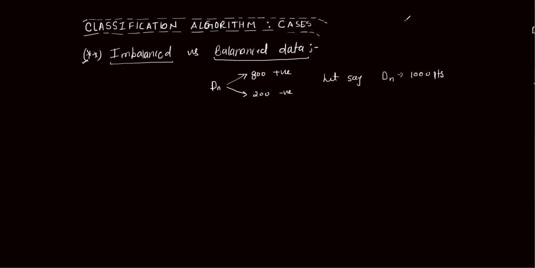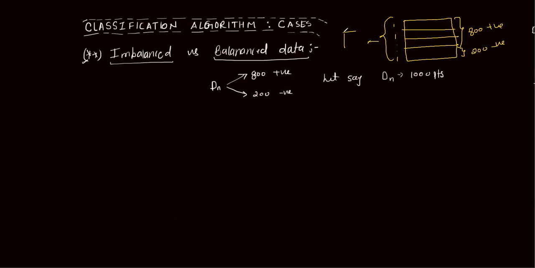Suppose we have a data set, and this data set is a classification data set. Inside this data set, suppose we have a thousand points, and out of these 1,000 points, 80% belong to one class, let's say the positive class, and 20% belong to the other class, let's say the negative class. So this data is imbalanced, and if we give this data to our algorithm, we might not get a good result.